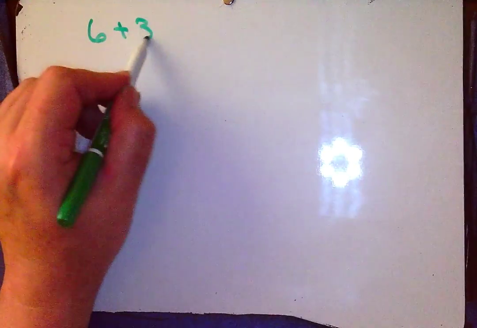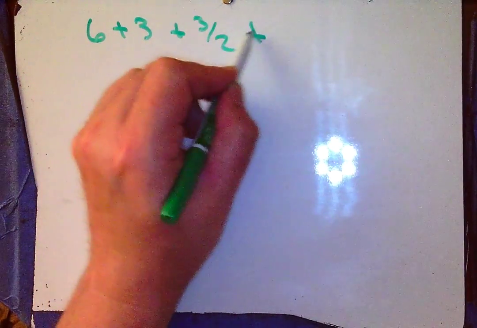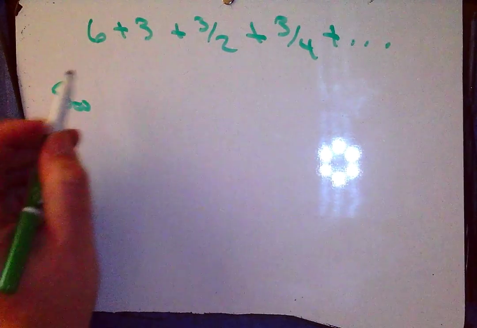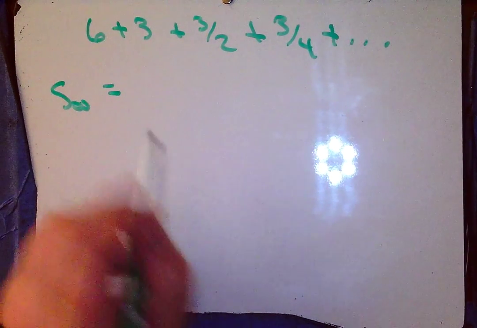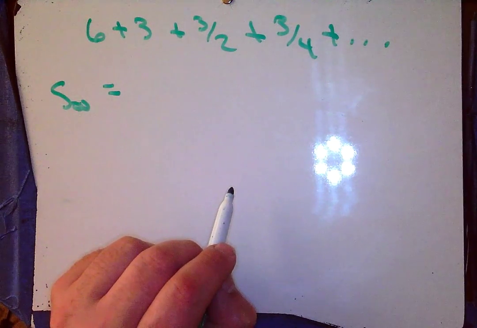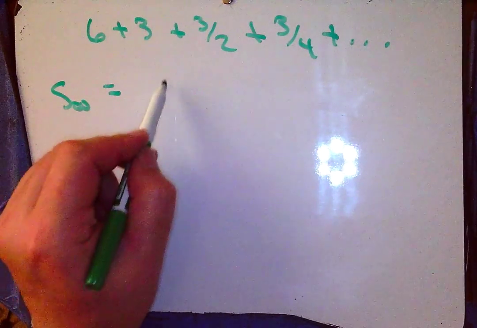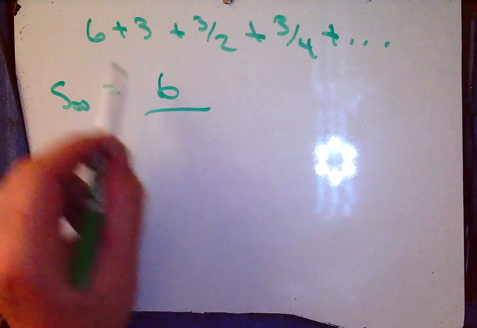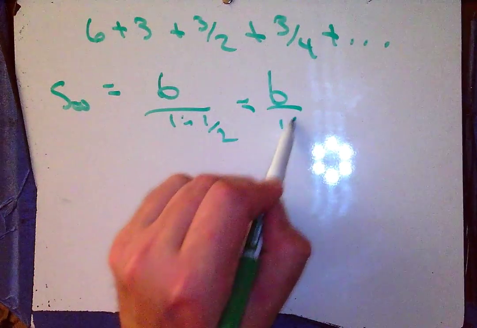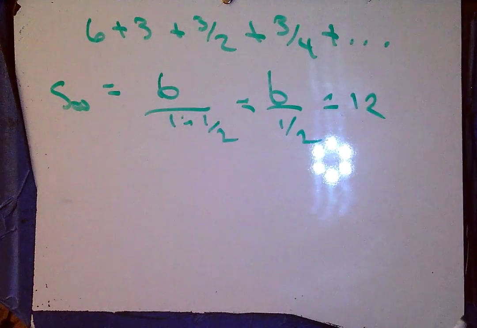How about you do this one? 6 plus 3 plus 3/2 plus 3/4, and so on. Find the infinite sum here. Why don't you give that a try? Okay, did you get 6 over 1 minus 1/2 is 6 over 1/2, or 12? I hope so, because that's our answer here.